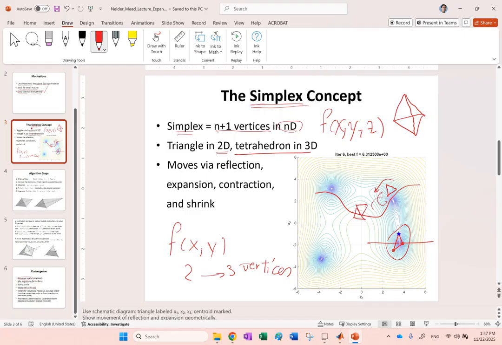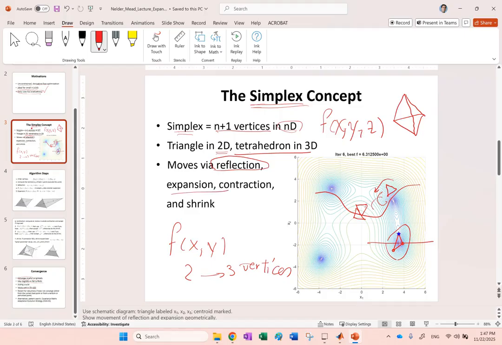Okay, so it's the idea of rolling down a surface, but the thing about this triangle is the size of it can change and the shape of it can change. So the movement of that is mostly coming from this idea of reflection, but the size of it can extend in one direction.